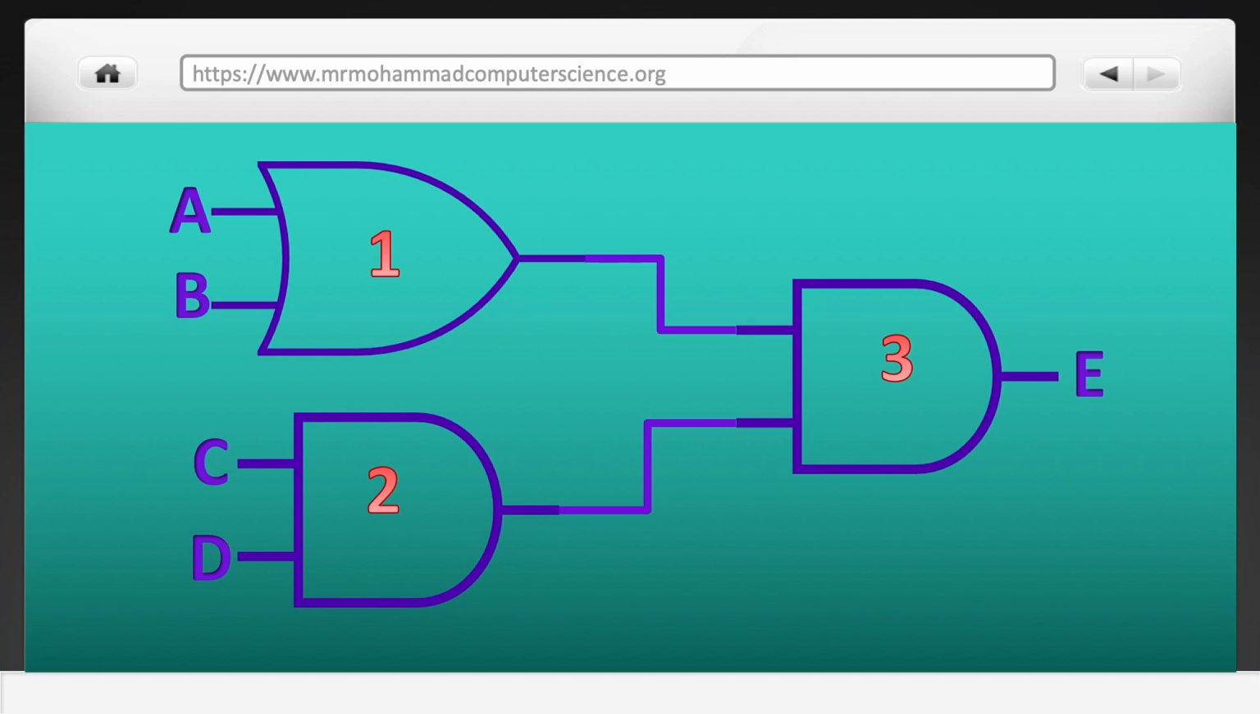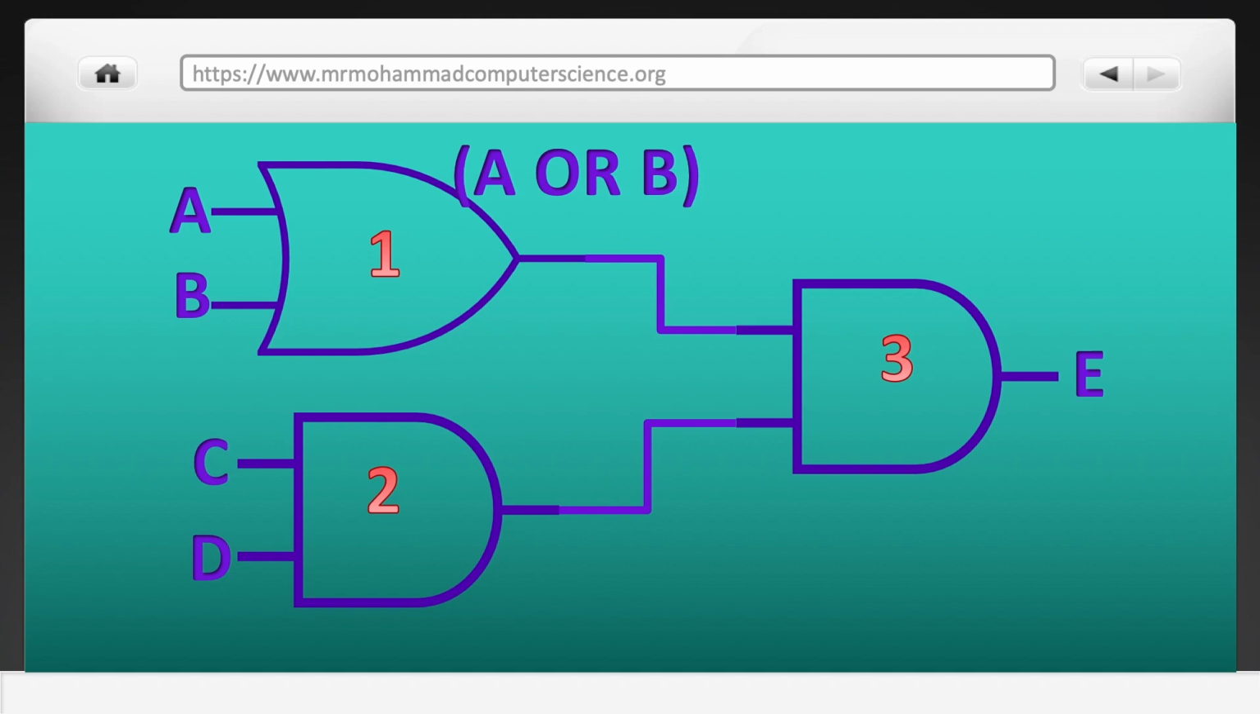Gate 1 takes 2 inputs and it's an OR gate. Those 2 inputs are A and B. Now, because it's an OR gate, the formula for gate 1 is A or B. And I'm going to put that in brackets because that is gate 1. That is just for that one gate.